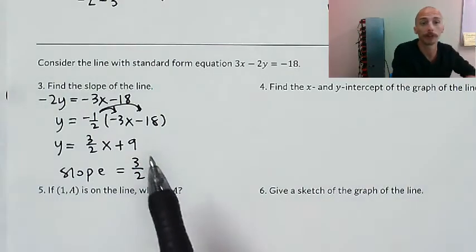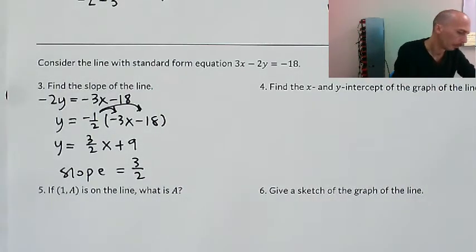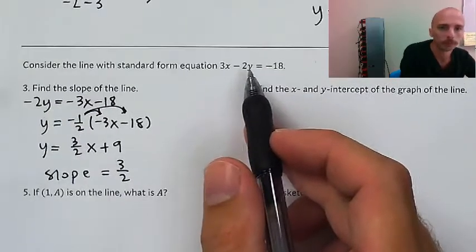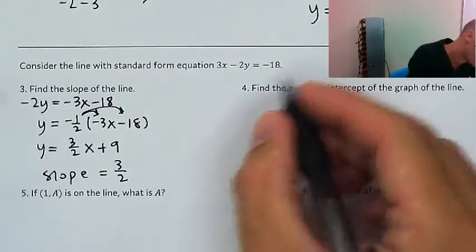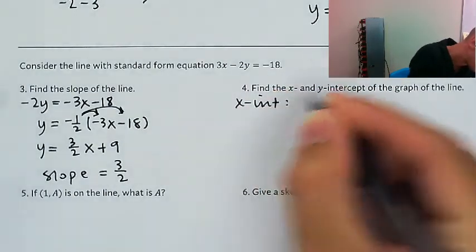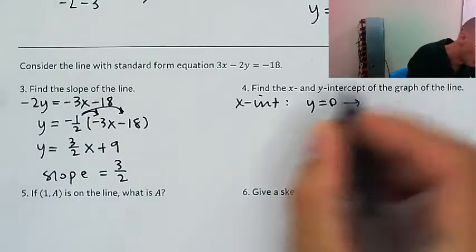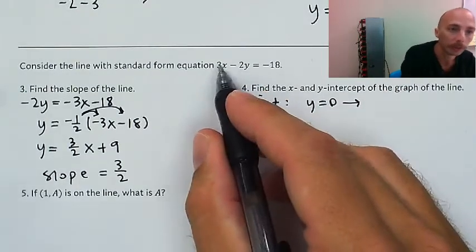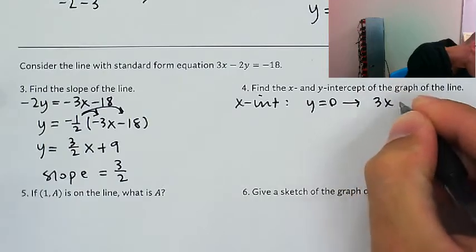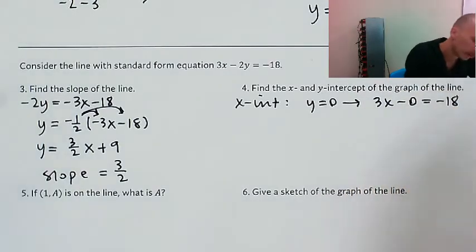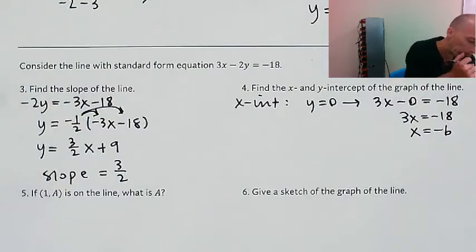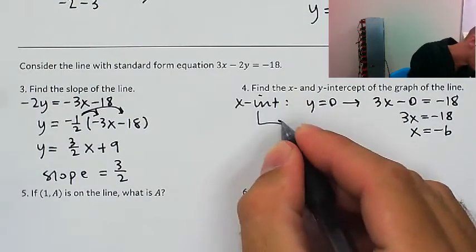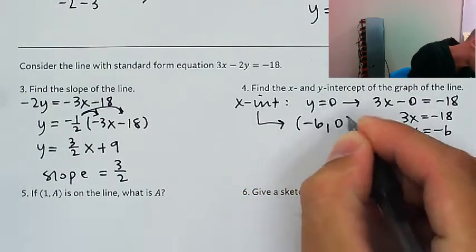Now, I know that the y-intercept needs to be 9, but I'm going to show you why this is true. Remember that standard form is good for finding x and y intercepts, right? So I'm going to say the x-intercept, that's where y equals 0. If I plug y equals 0 into this equation, I get 3x minus 0 equals negative 18. So that's just 3x equals negative 18. Then I divide both sides by 3, and I get x equals negative 6. So my x-intercept is the point where x is negative 6 and y is 0.